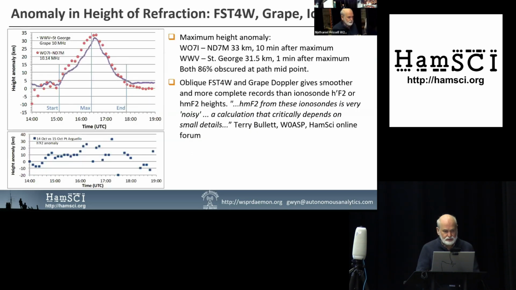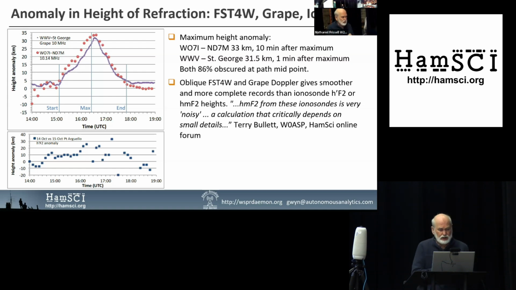There's good agreement. And the anomaly in height of refraction from a normal day between the Grape in the magenta curve and the WSPR sonde on the red dots is around 30 kilometers. There's only 1.5 kilometers difference between those two instruments. I was most pleased when that came out.